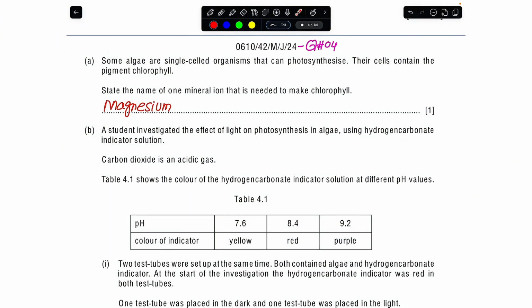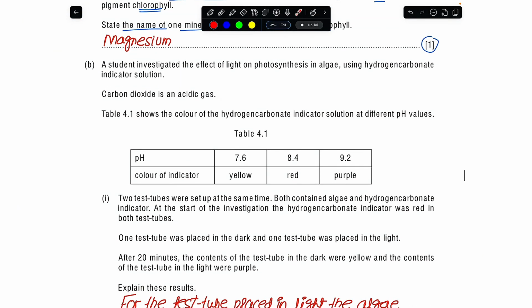Moving onward to this May-June 2024 question, this paper variant was 4.2, and this was question number 4. They say that some algae are single-celled organisms that can photosynthesize, and that would be right because the algae are photosynthesizing as their cells have the chlorophyll pigment in them. Now for 1 mark again they say, state the name of one mineral ion that is needed to make chlorophyll, and we know this is magnesium ion.